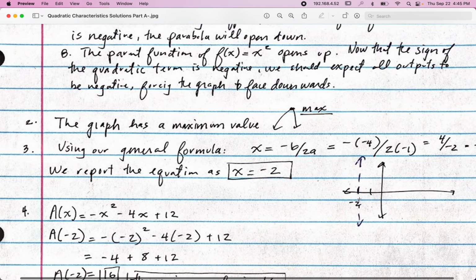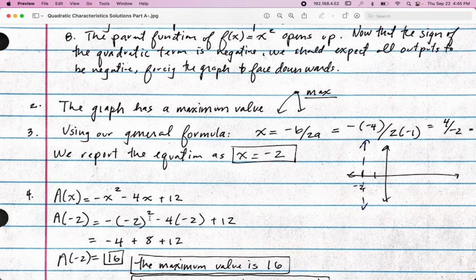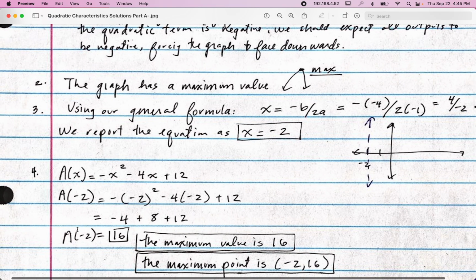We don't know exactly where that vertex is. We know that x equals negative 2 goes through that vertex. So if we go to the function and give it a negative 2 and evaluate the function for negative 2 carefully, we find that a of negative 2 is 16. So the function's maximum value is the number 16.